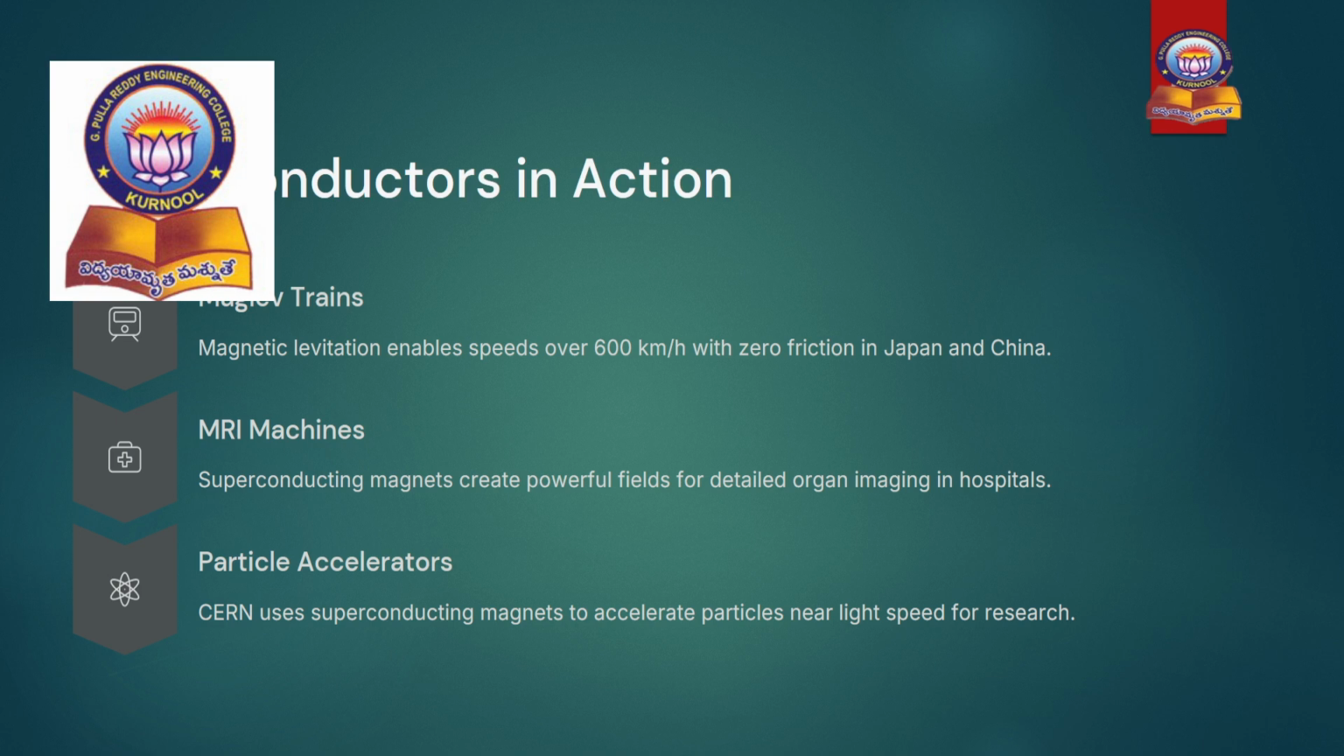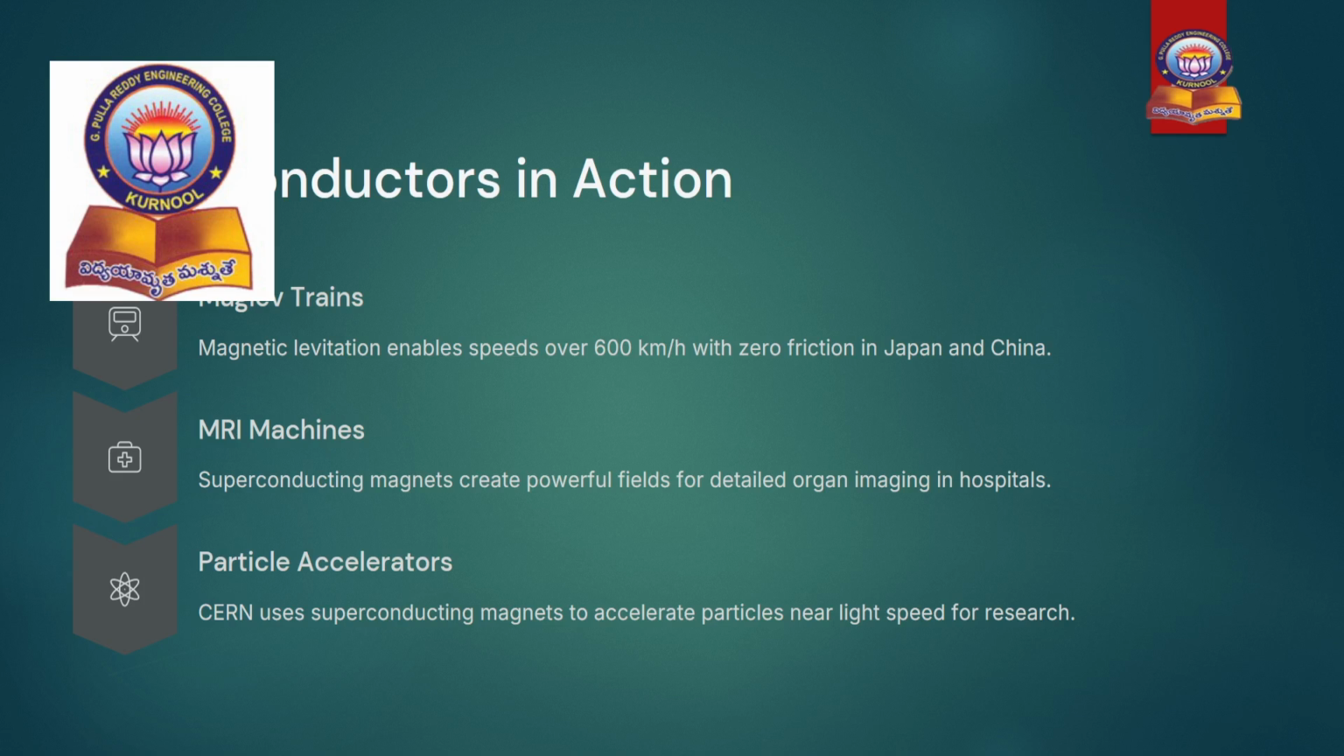We also have some real-time superconductors which are currently in action: the maglev trains, the MRI machines, and also the particle accelerators. All of them act as superconductors where no energy is lost. Maglev trains use magnetic levitation, which enables speeds over 600 km per hour with zero friction in Japan and China. These countries usually use this kind of train, which has superconductors in action, and also MRI machines.